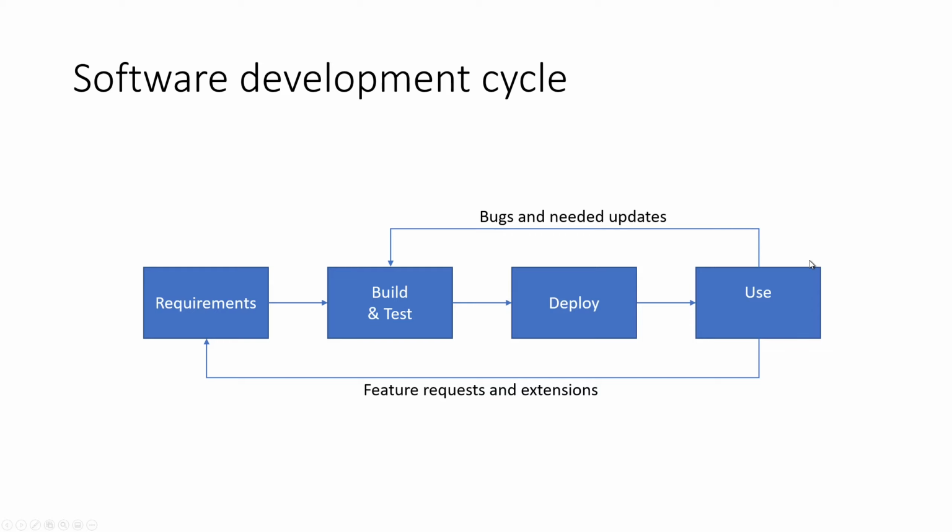But it doesn't end here. So users might find bugs or the environment where the users are using the software might change, say the operating system was upgraded or the frameworks need upgrading. So the software will need updates and bug fixes. And also users might request more functionality or extensions, and then we might go back all the way to the requirements phase and see how we're going to develop this new functionality and then go through the process again.